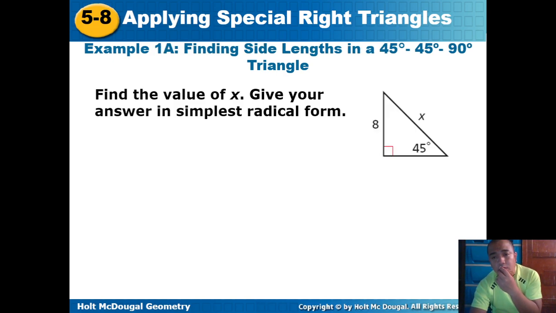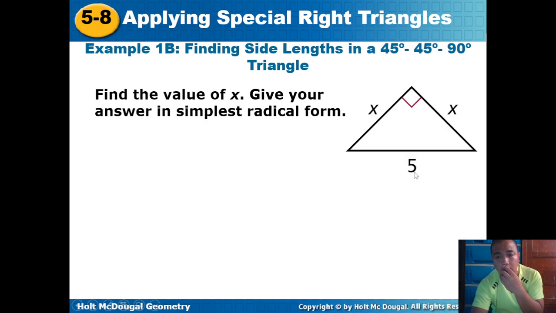Just like what we did here. If this is 8, this is also 8. This is 8 square root of 2. Now, if this is 8 square root of 2, the value of x, the hypotenuse, how can you get the length of the legs? Just divide 8 square root of 2 by square root of 2, which is 8.